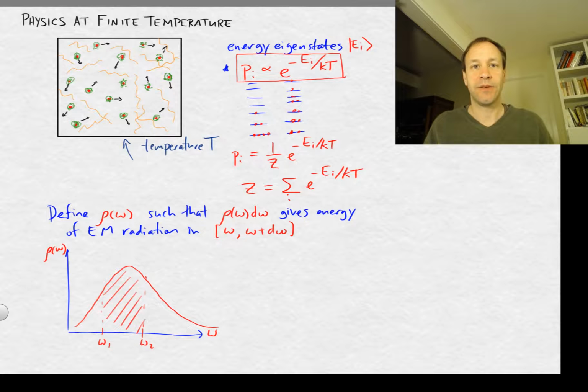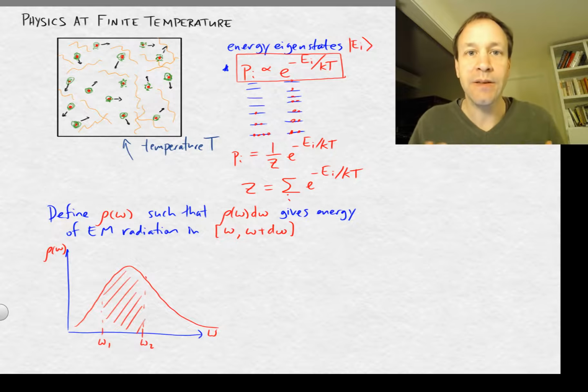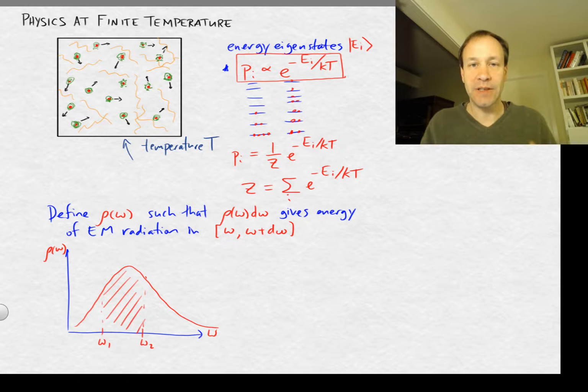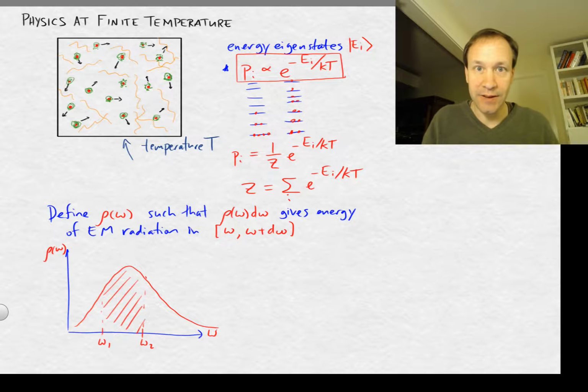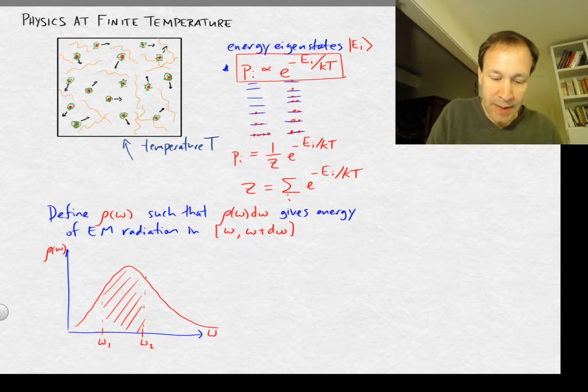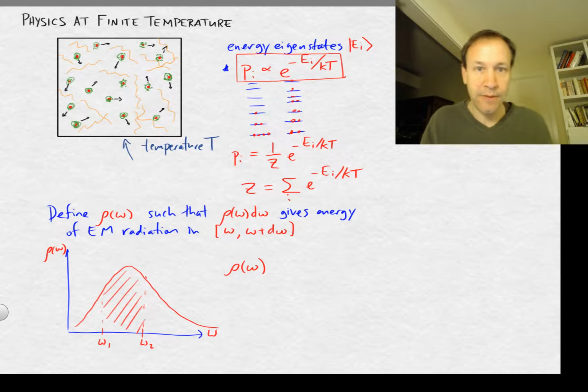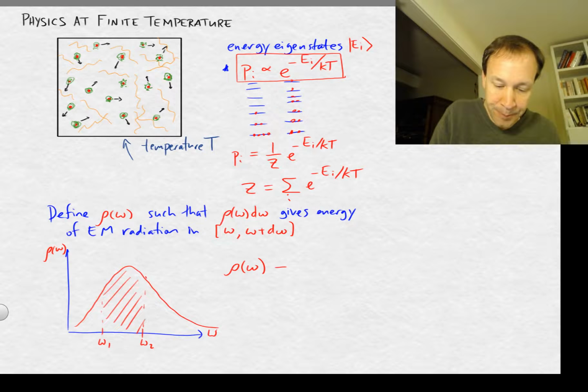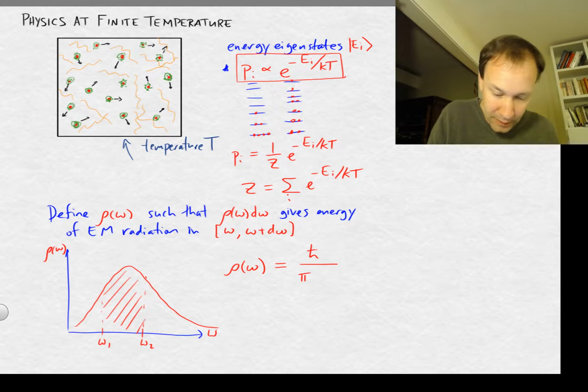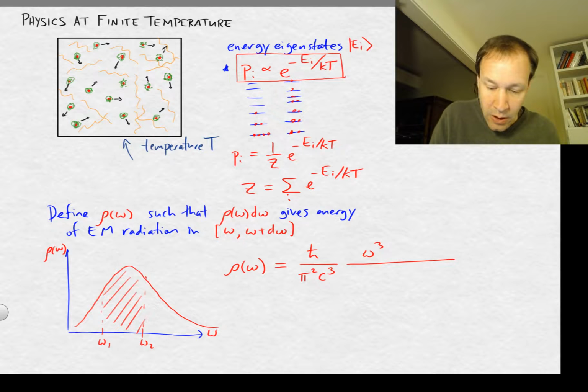Okay, so the special thing about being at finite temperature in equilibrium is that there's a particular formula for this energy density, and that's called the Planck formula. It was derived by Max Planck, and the formula tells us that rho of omega is given by some constants. I'll write them down: h bar over pi squared c cubed, and then times omega cubed over e to the h bar omega over kT, minus 1.